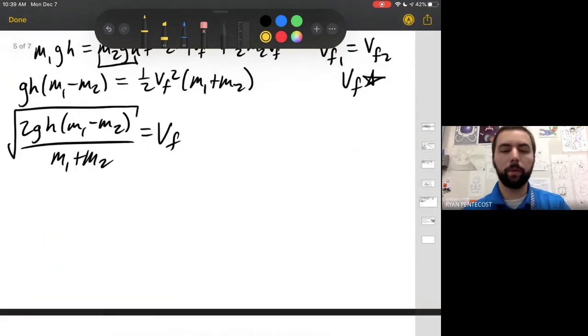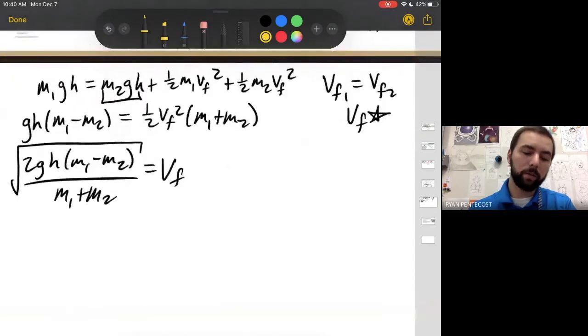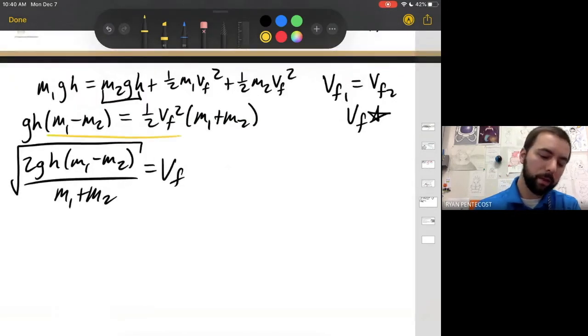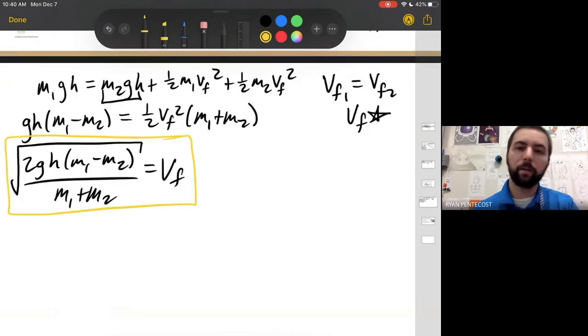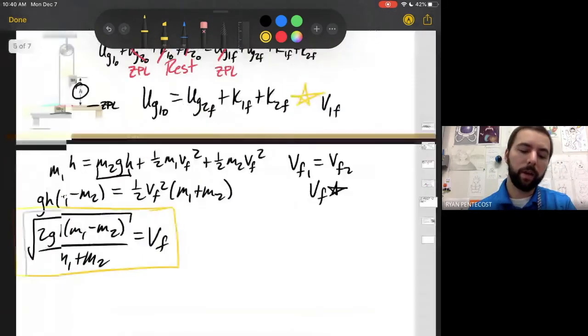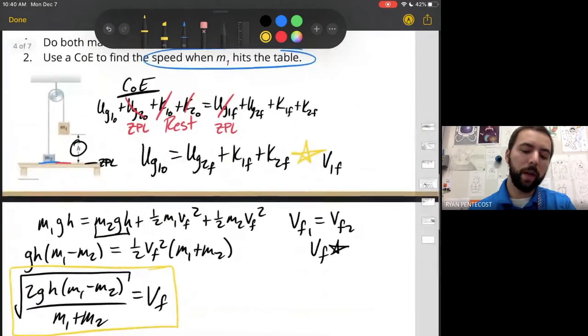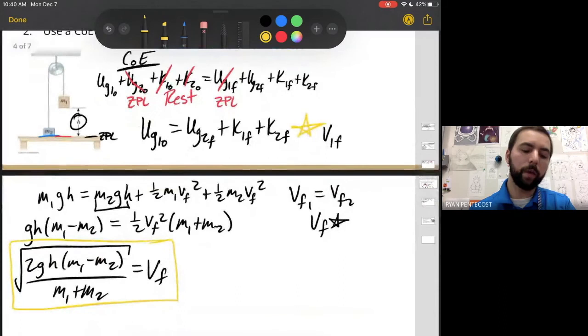Here, a little bit more complicated, right? So when there is more than one object, then you can't simplify nearly as much. First, because you've got more than one mass, right? M1 and M2 are all over the place. And if we had a V naught, then that would change things up as well. Luckily here, we started at rest. But that is what we arrive at. That is how you find the speed when M1 hits the table in a situation with two masses connected to a frictionless light pulley connected by a light string.